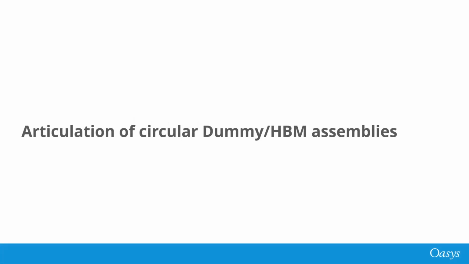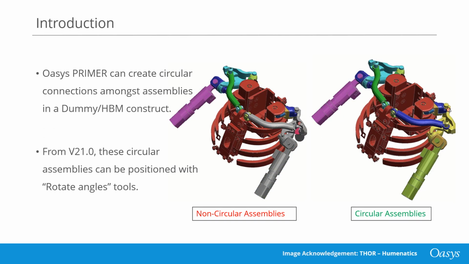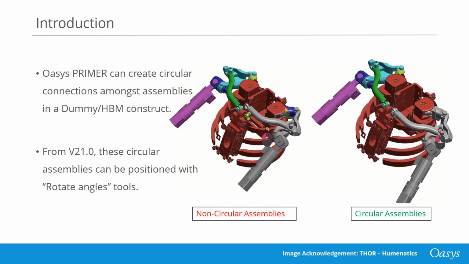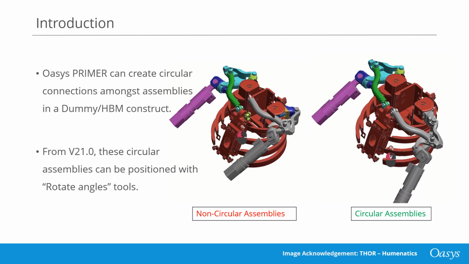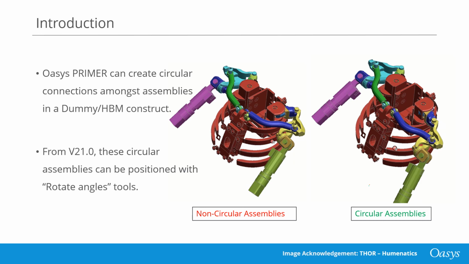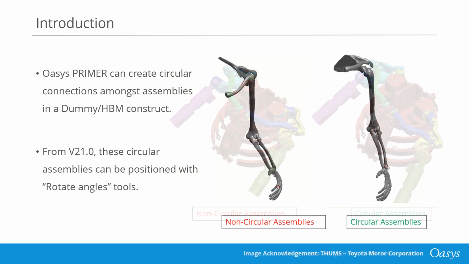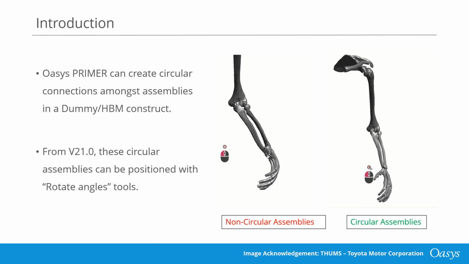Hello, I am here to present the latest updates to the dummy and the HBM positioning tools in Oasys Primer 21.0. This video talks about the circular assemblies and connections in a dummy or a HBM. Oasys Primer can already perform positioning of these circular assemblies using the drag tool. From V21.0, the rotate tools method can also be used to position these circular assemblies.